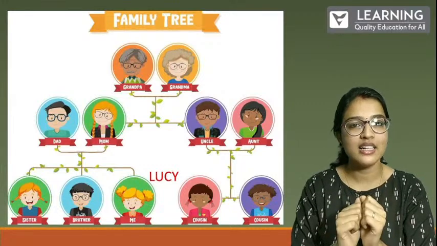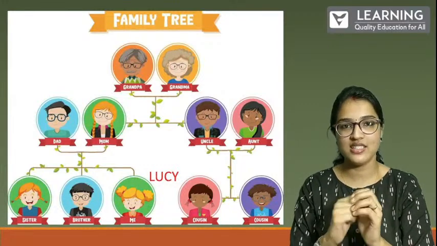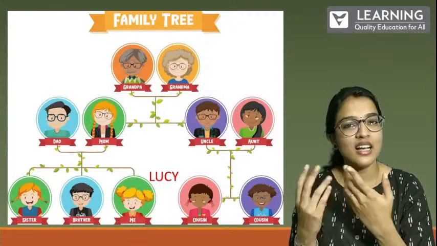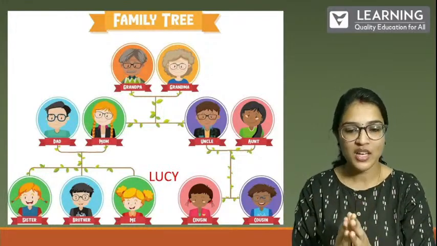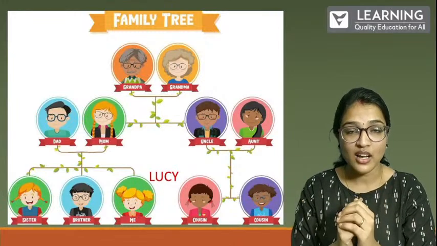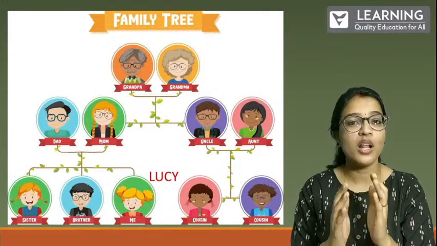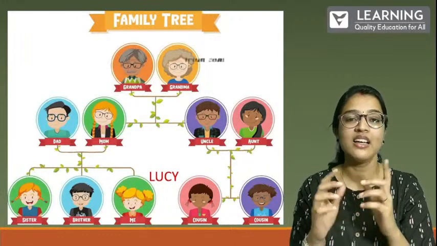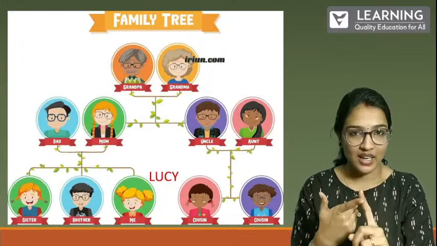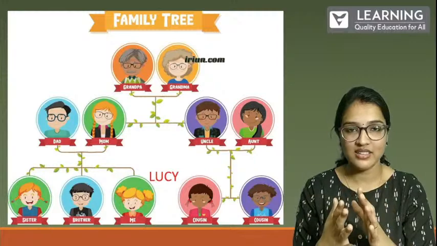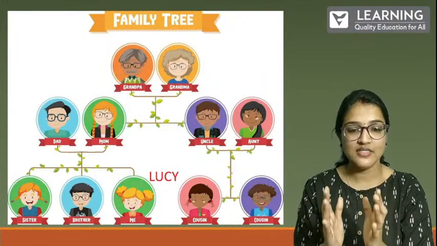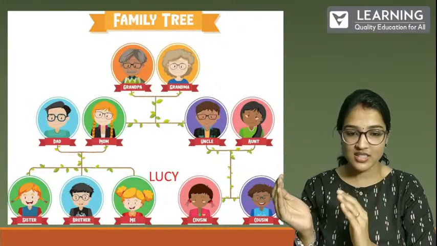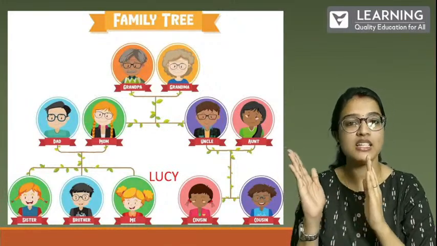Now look, uncle and aunt, they are also having kids, a boy and a girl. They are Lucy's cousins, so she named it as cousin. Okay, so this is the family of Lucy. So who all are there in Lucy's family? Grandparents are there, parents, uncle, aunt, brother and sister, and cousins. So they all together live in a family. And this is Lucy's family tree.